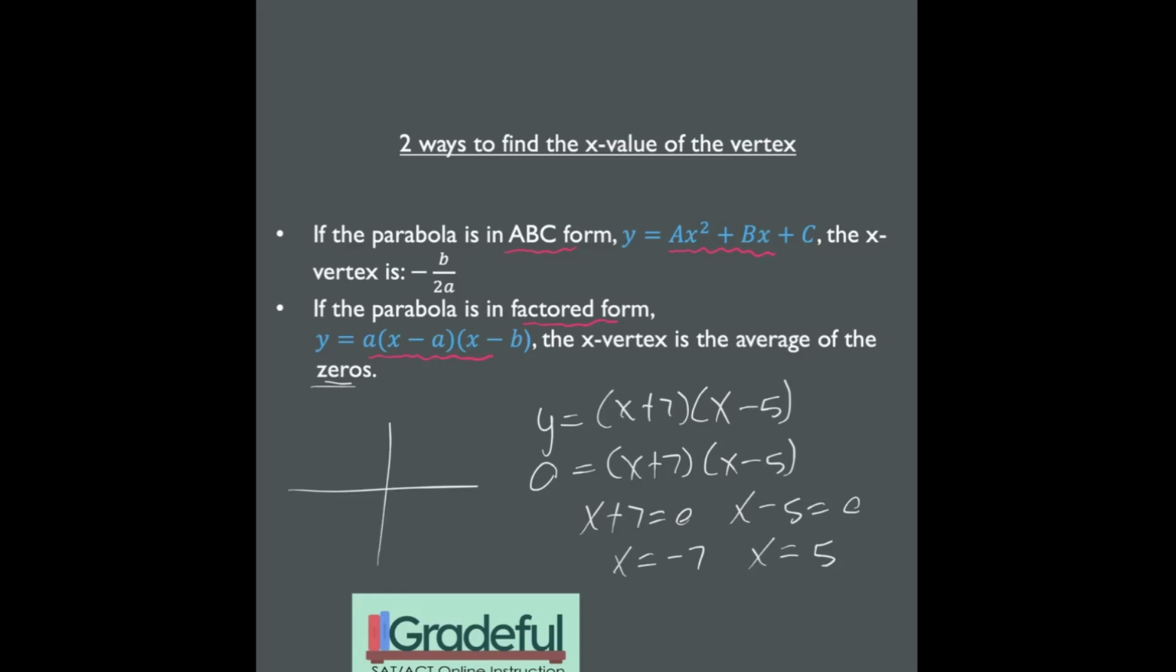Now, just imagining that on a graph, we know this parabola passes by negative 7 and 5 on the x-axis. So just imagining a parabola that has that shape, it's more to the left than it is to the right. So the vertex is going to be the halfway point between the negative 7 and the 5. That's why the x value of the vertex is the average of the zeros, because you have the 2 points, and if we take advantage of the fact that a parabola is symmetrical, we know that the vertex has to be right in the middle.